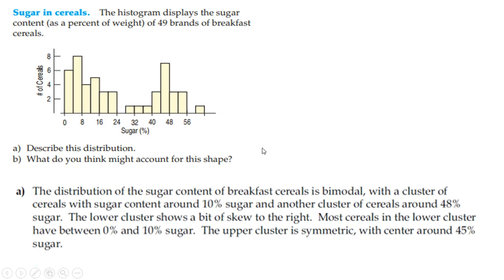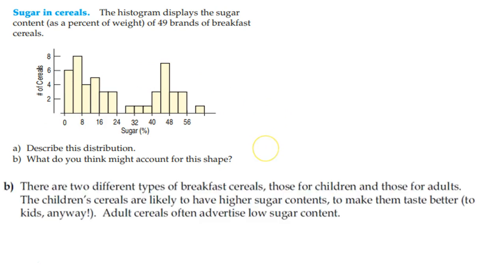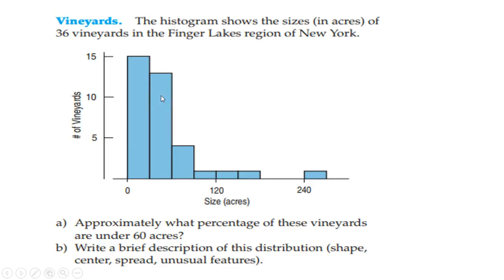And what do I think might account for that shape? Well, there are two different types of breakfast cereals for the most part, those for kids and those for adults. I think we can all kind of verify that. The children's cereals are more than likely to have a higher sugar content. So these are probably the breakfast cereals for kids, making them taste better. And adult cereals probably have the lower sugar content in them.